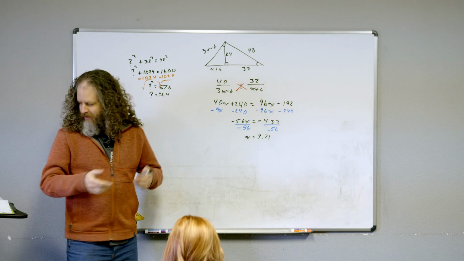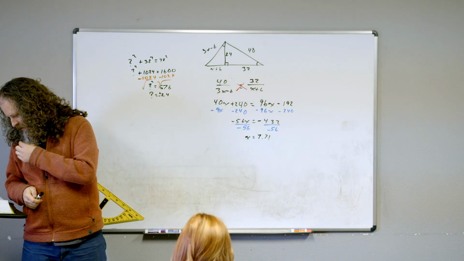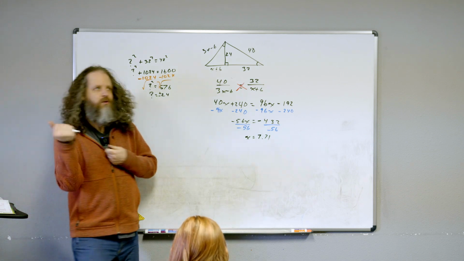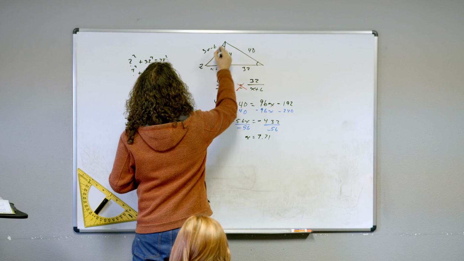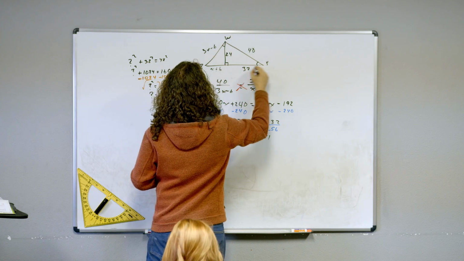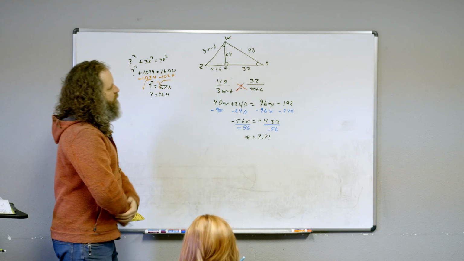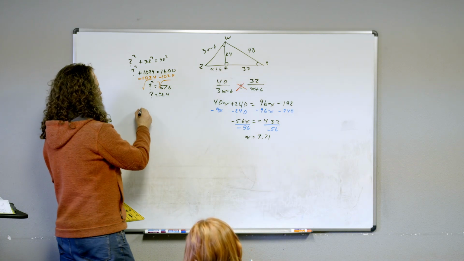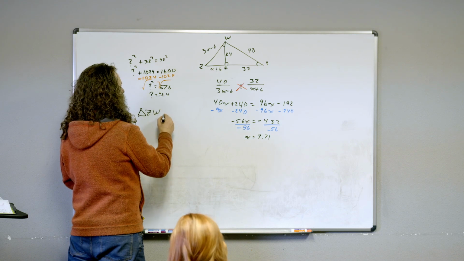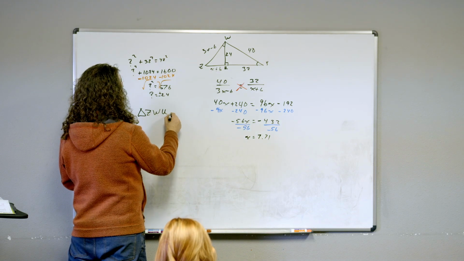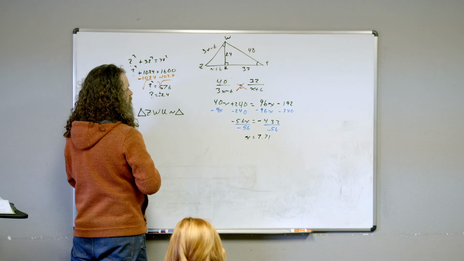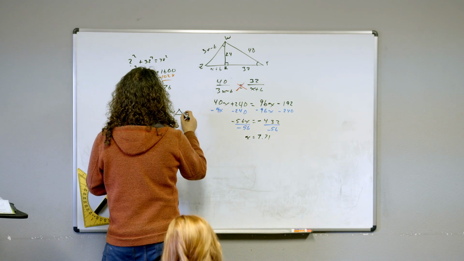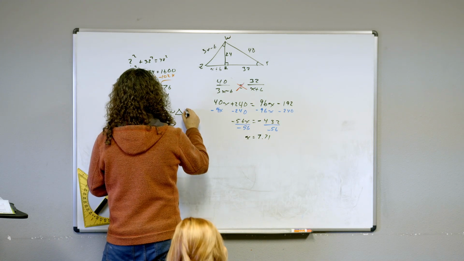Which triangles are similar? Let me put some letters up here so we know what's happening. Z, W, Y, U. So which triangles are similar, and by which method? Triangle ZWU is similar to triangle WYU.